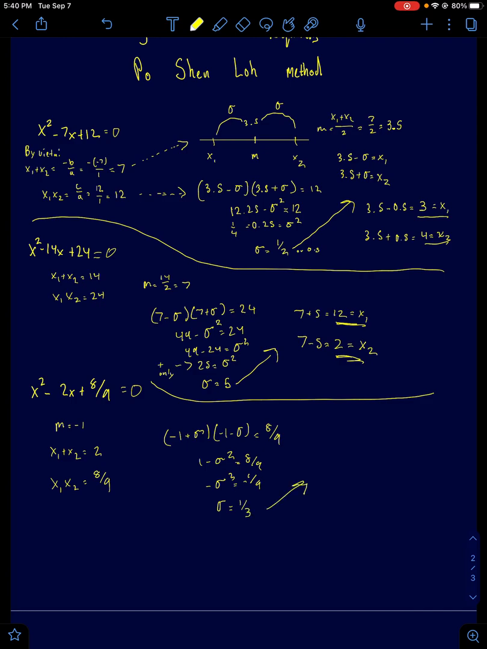So if we know that sigma is equal to 1/3, we know that 1 minus sigma and 1 plus sigma are our roots. So 1 minus 1/3, which is the same thing as 3 minus 1 over 3, is just 2/3, which is equal to x1. And we know that 1 plus 1/3 is 4 over 3, which is x2. So these are our two roots. And so this is how we can use Vieta and the Po-Shen method to determine roots.